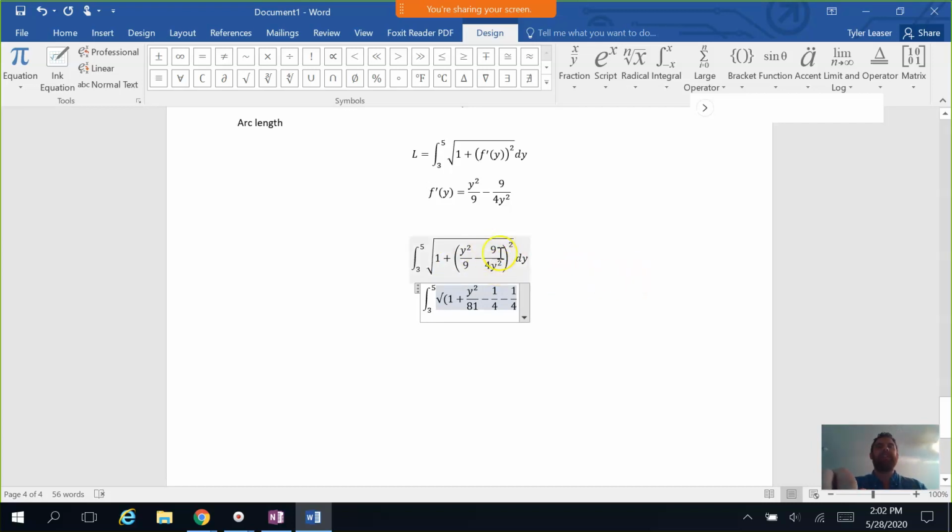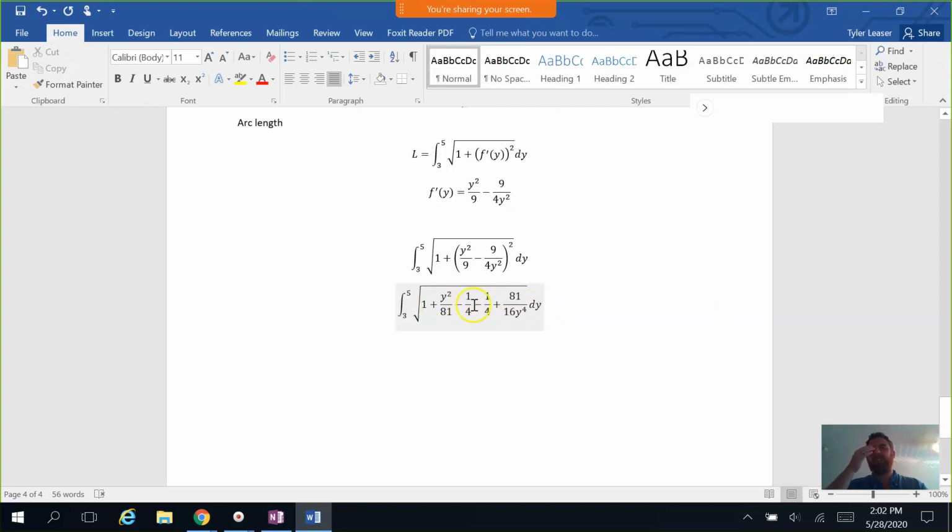And then the two last is just going to be this thing squared, which is positive 81 over 16 y to the 4th. Okay, so that all with a dy on the outside. So these four terms was just foiling out this parentheses.